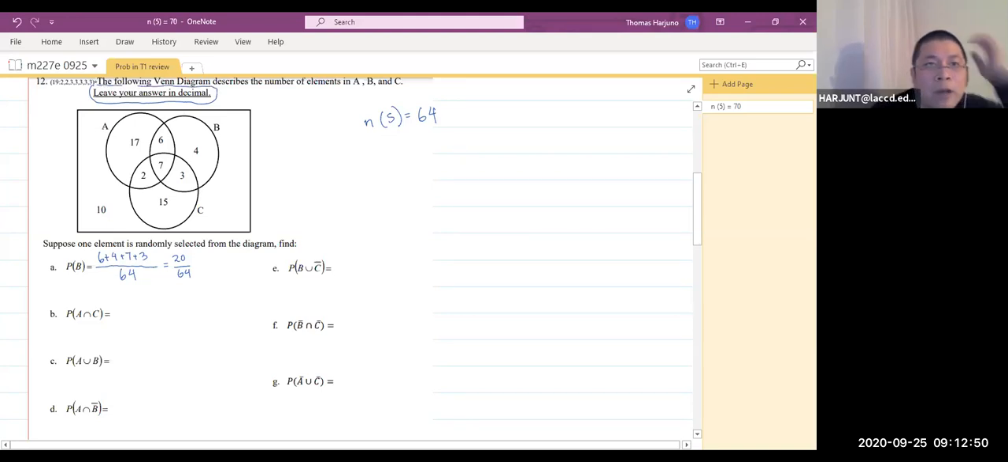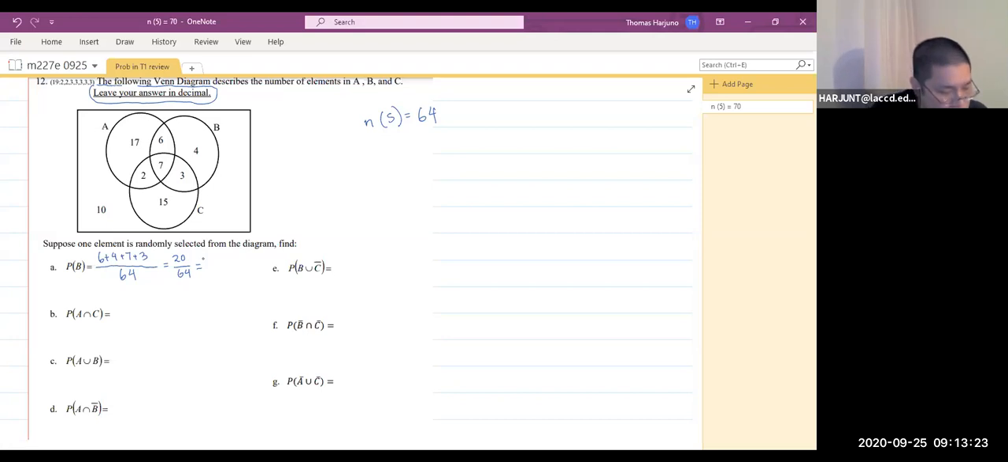Now, plenty of students, when they see this kind of question, don't really read the question in full, such that they leave their answer in fraction. I want you to make it in decimal because I wrote decimal there. Some of my problems say leave your answer in simplified fraction. Some questions say leave your answer in decimal. So please read the question. That's a very simple thing to do, but you still need to do it, right?